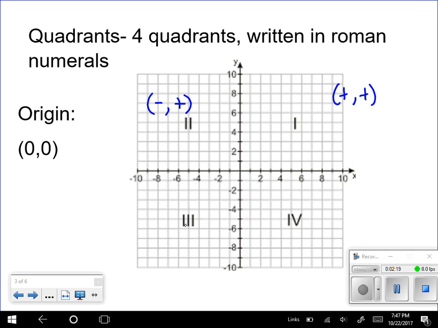Finally, we have quadrant 3. We have negative x values and negative y values. And then lastly, quadrant 4, we have positive x values with negative y values. And then I have listed here, very important, 0, 0 is our origin, as we call it. So make sure you have these written down, an example with your quadrants and what those ordered pairs would be in each of those quadrants. On your bell work, you did an example of each one of those.